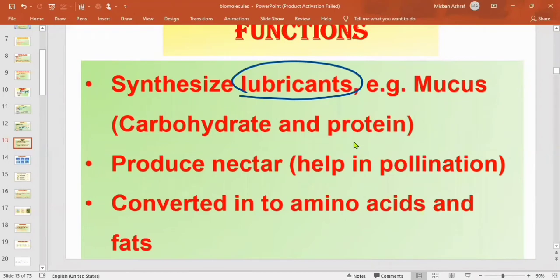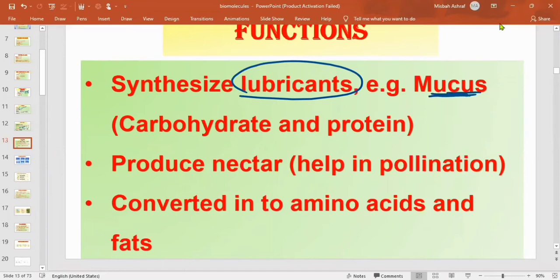Mucus is a type of sugar? Yeah, no, but sugar is actually the part of the lubricant. Lubricant can have carbohydrates and they can also have protein in it. So it means that carbohydrates are also making the lubricants. And one of the examples of the lubricant is mucus. There can be some other examples.